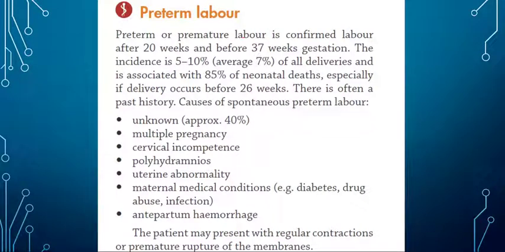Next is preterm labor and premature rupture of membranes. So what is preterm labor? In Australia, term means 37 to 42 weeks. If a patient starts to have labor pain before 37 completed weeks, that is what we call preterm labor. So after 20 weeks and before 37 weeks, if labor starts, that's preterm labor.